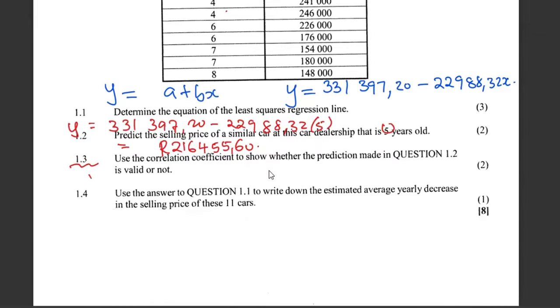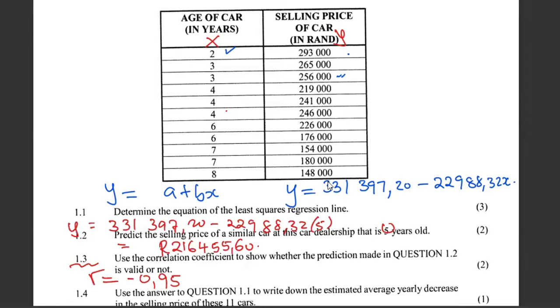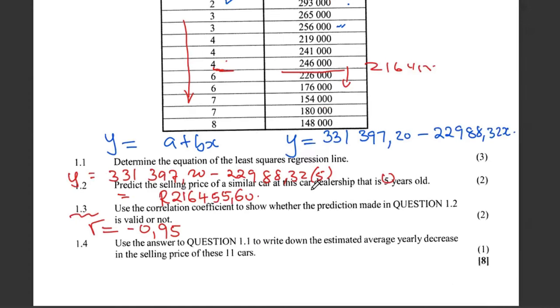And then 1.3, use the correlation coefficient to show whether the prediction made in 1.2 is valid or not. So we know that the correlation coefficient is a negative 0.95. Okay. But now this correlation coefficient is telling us that it is decreasing. Okay. In other words, it is strong and negative. So as the ages increase, the price must decrease. So when you look at 5 years, 5 can be between 4 and 6. And then we have 216,455, which is reasonable. Okay, it's just within the price range, just a small difference of a few rands.